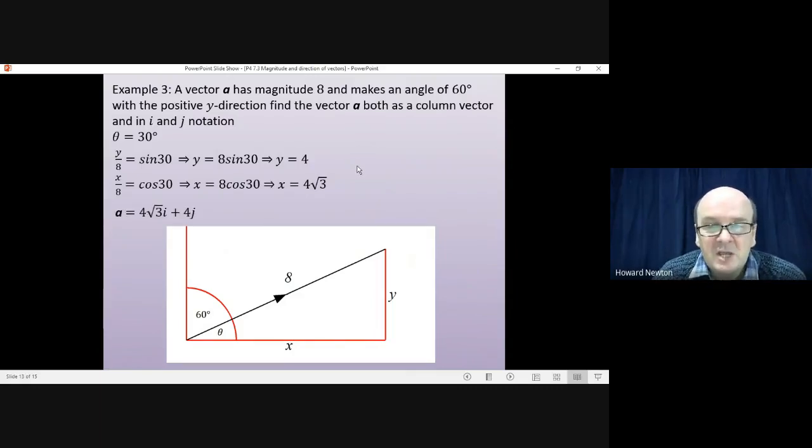Now we know both the x value and the y value. First of all, in ij notation, it means a will equal 4 root 3 times i, the x value first, plus 4 times j, the y value. Or writing that as a column vector, a would equal (4 root 3, 4).